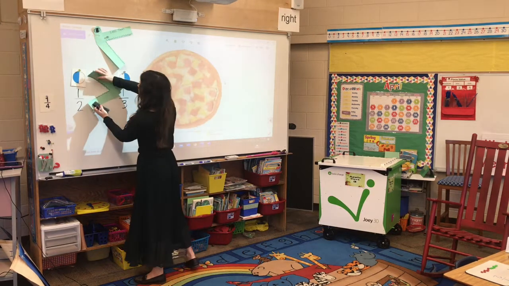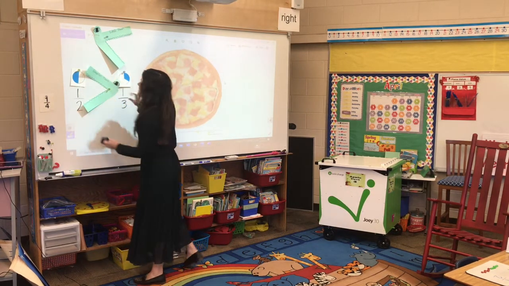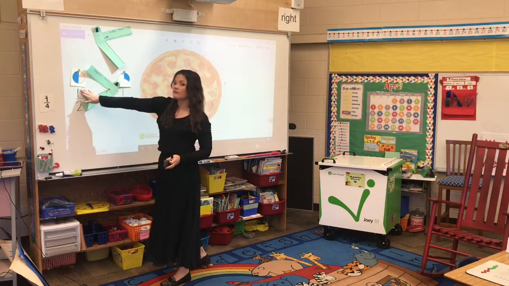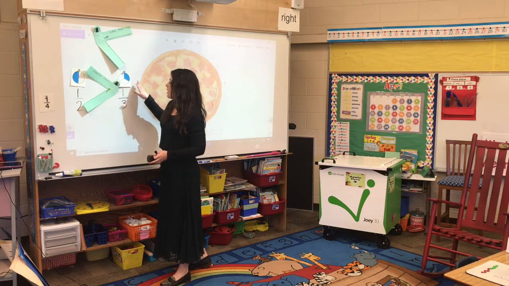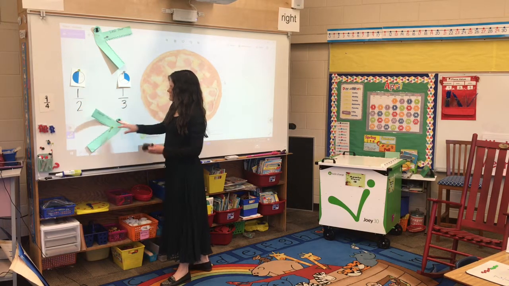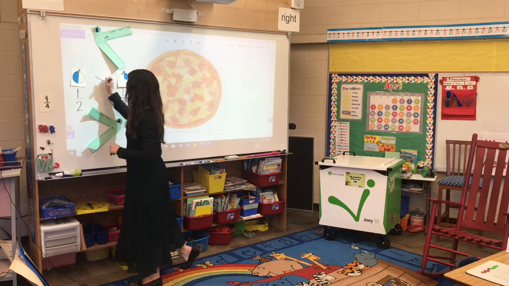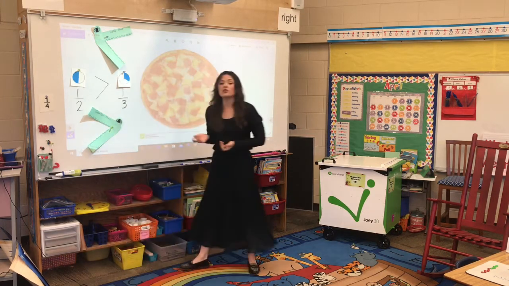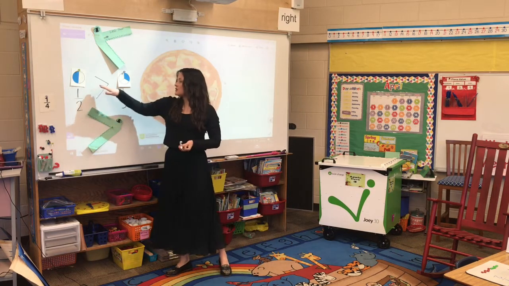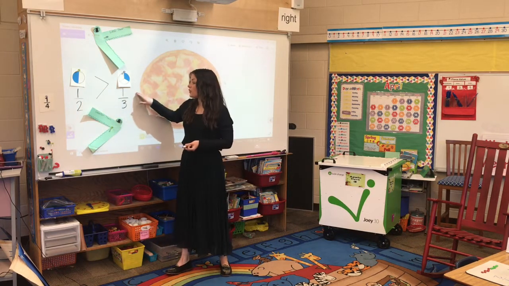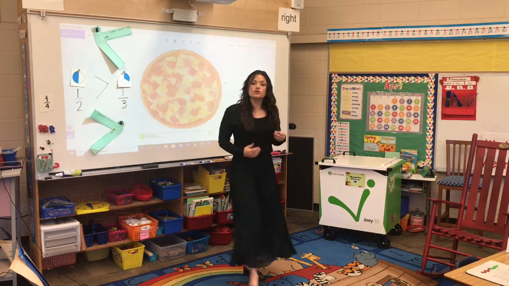So I'm going to take my alligator, put it in between, and I'm going to see that 1/2 is greater than 1/3. So my greater than sign is going to go in the middle. If I were to write it like you will do on your paper today, it's going to look like that. 1/2 is greater than 1/3. Now sometimes this can be a little tricky.